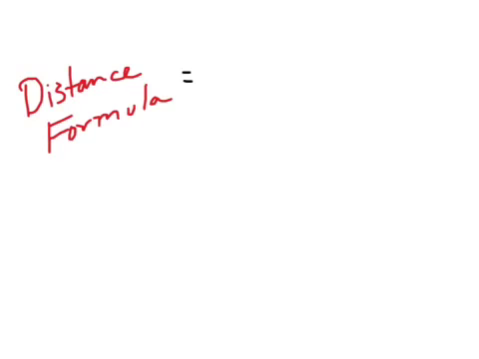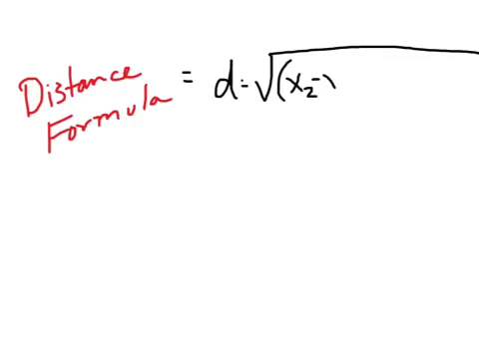But the distance formula is d equals the square root of x2 minus x1 squared plus y2 minus y1 squared.